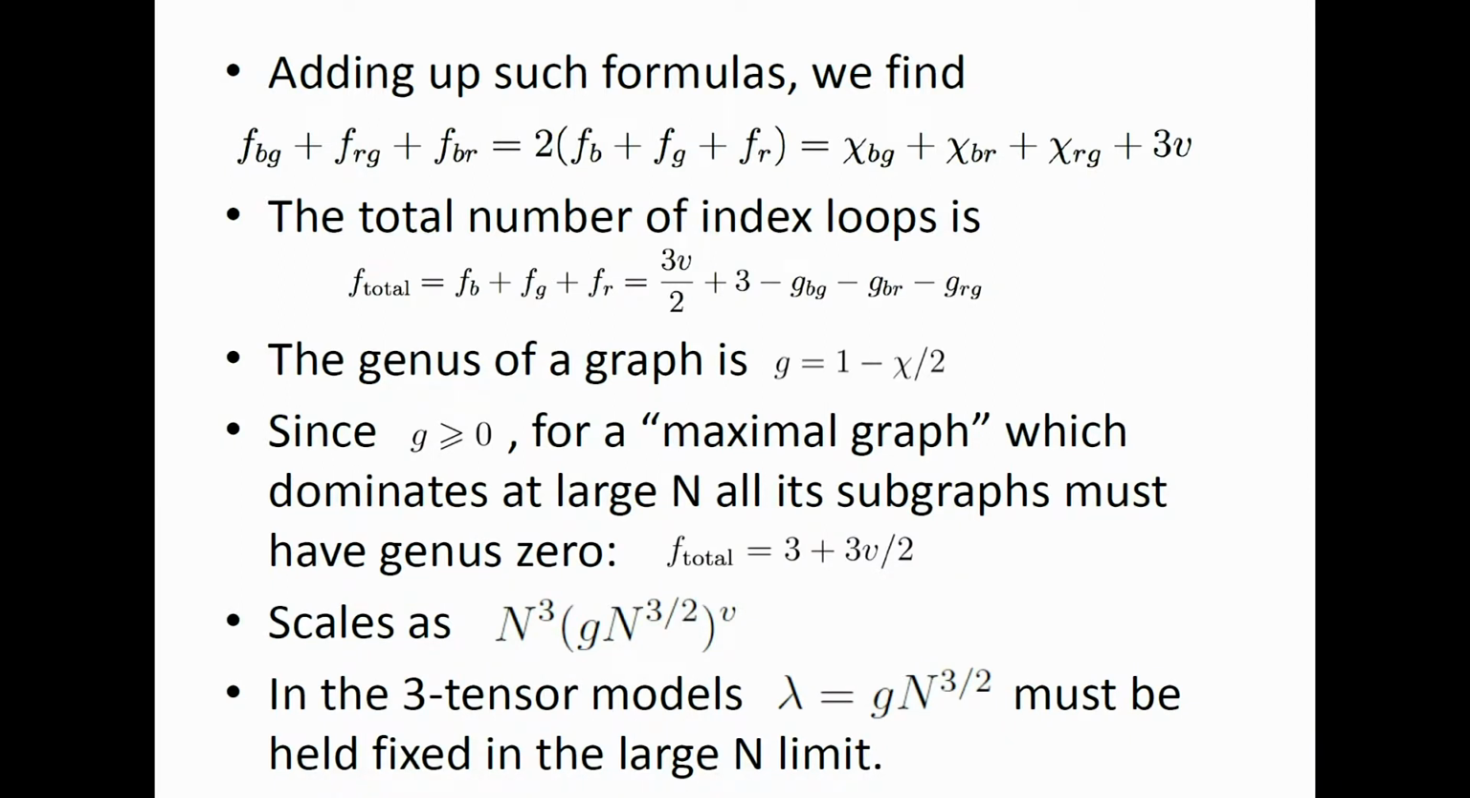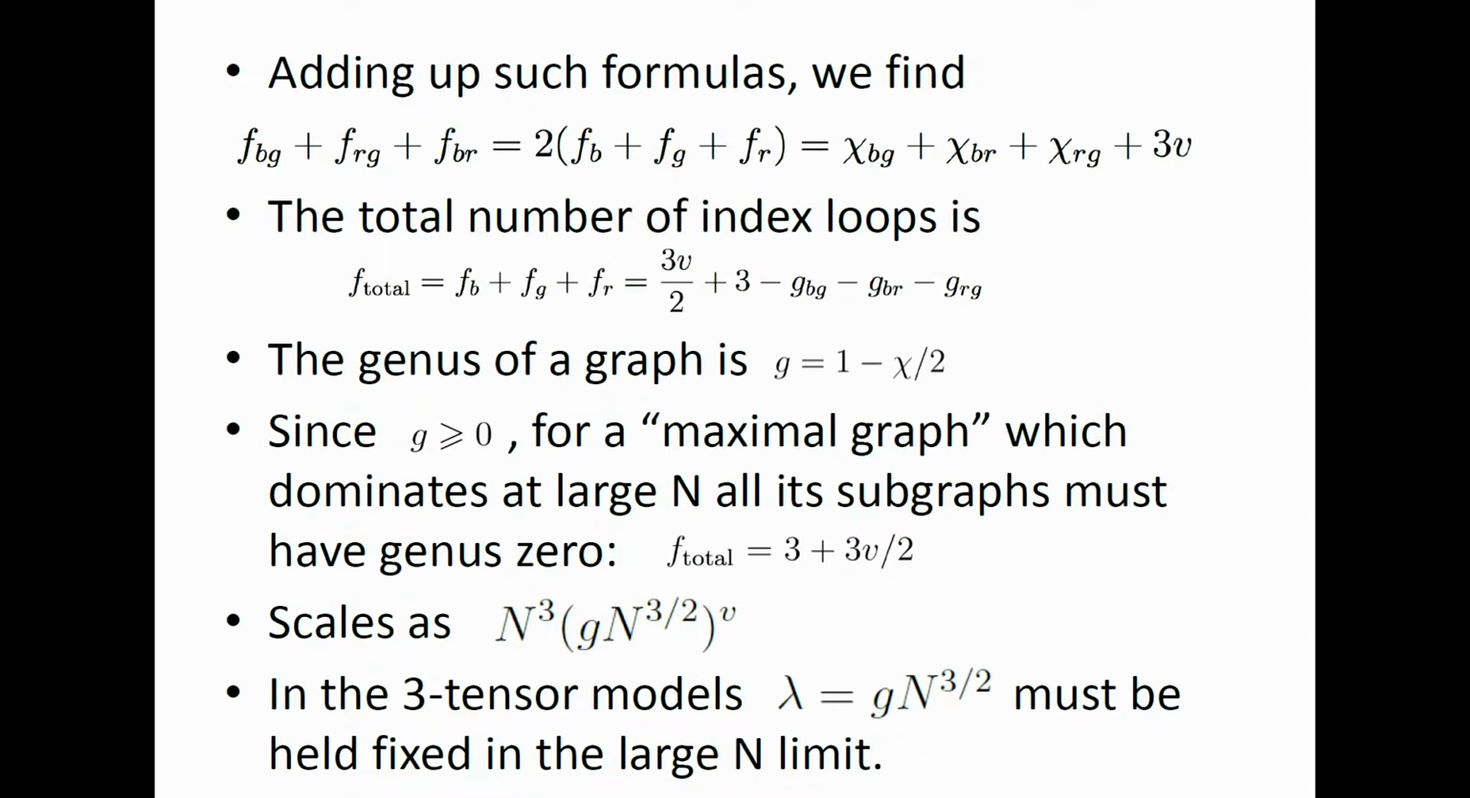This puts an upper bound on this f total. The upper bound is saturated if each of these g's is exactly 0. That's what's called the maximal graph, when g is 0. So each of these fat subgraphs, double line graphs, will have genus 0. For such a graph, you immediately see that f total is 3 plus 3v over 2. But that's exactly the scaling we're shooting for, because N to the f total will be just N cubed times N to the 3v over 2.